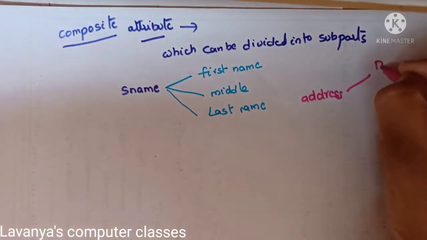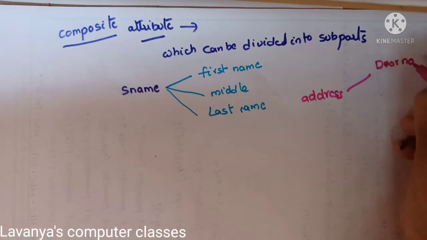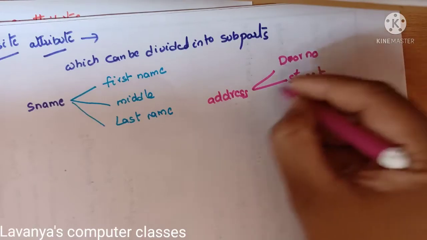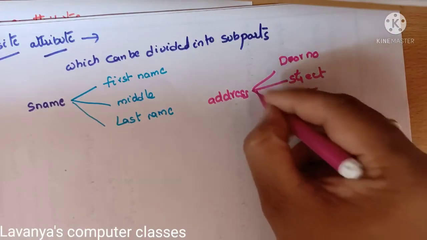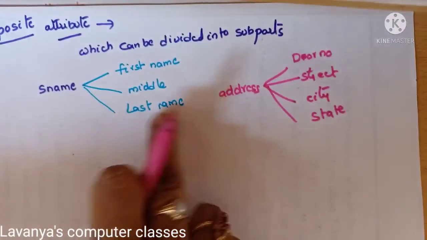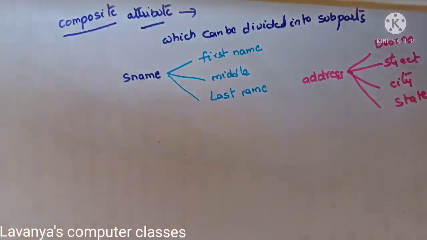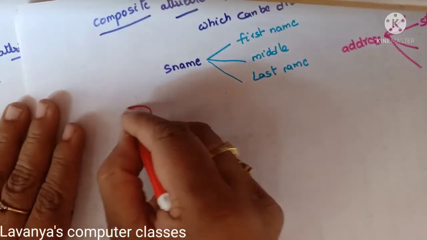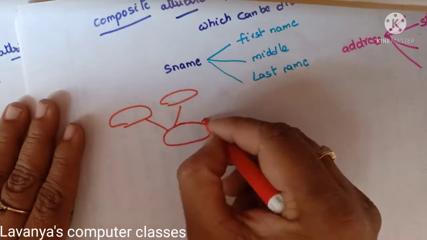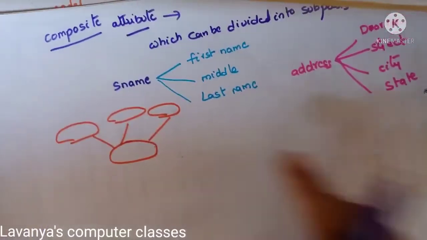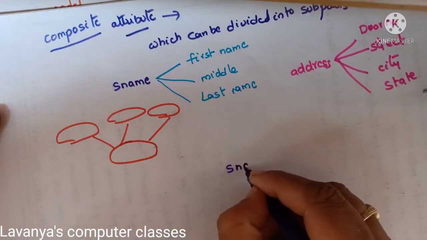Address is also an example of a composite attribute because it can be divided into many parts like door number, street, city, state, pin code. Any attribute that can be divided into subparts is known as a composite attribute. Which symbol is used for representing a composite attribute? It is the simple attribute ellipse, and for the number of parts it can be divided into, you put that many ellipses above that attribute.